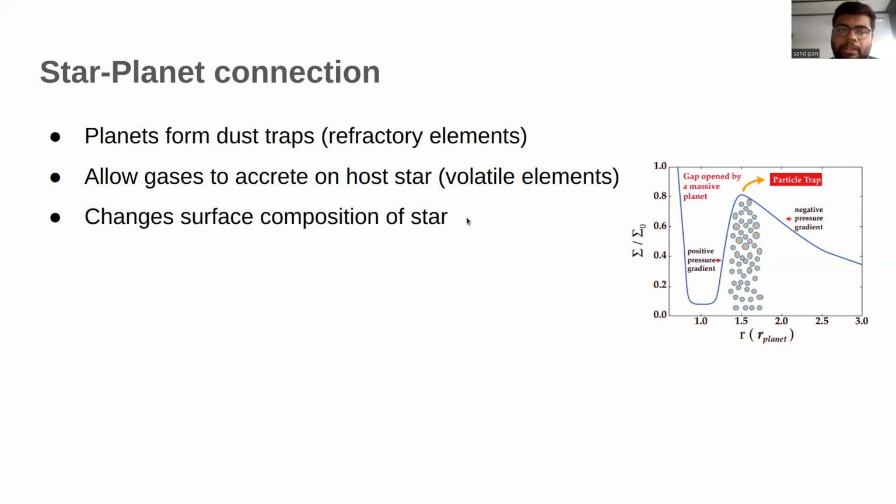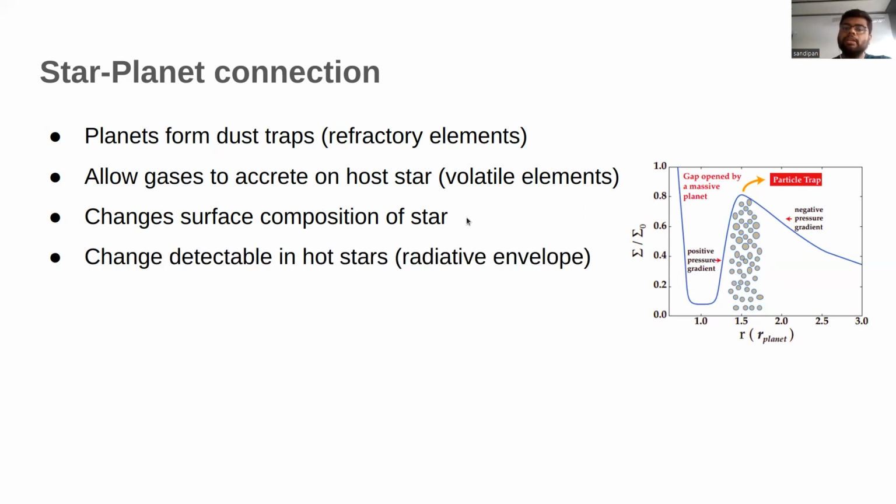And if that happens, we should be able to see changes in the abundances of the elements at the stellar surface. These changes can only be seen for hotter stars where there is a radiative envelope, specifically because the mixing of matter at the surface will be quite slow compared to a star which has a convective envelope. Yeah, thank you. I'm done.